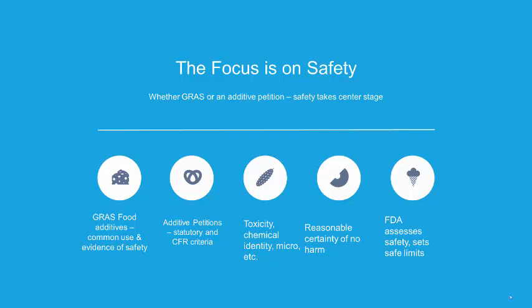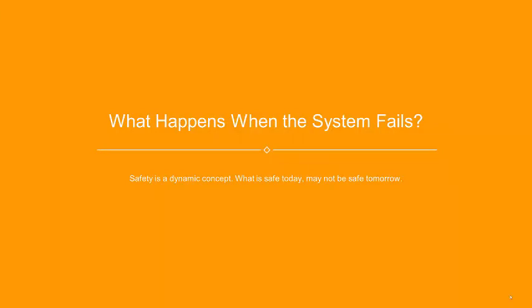But the FDA setting the safety puts itself in a role to take some blame when that safety comes into question later. But it takes it off of industry in some way, as long as that's an honest petition that's gone forward before the agency. And that's the question we're looking at today. What happens when the system fails?